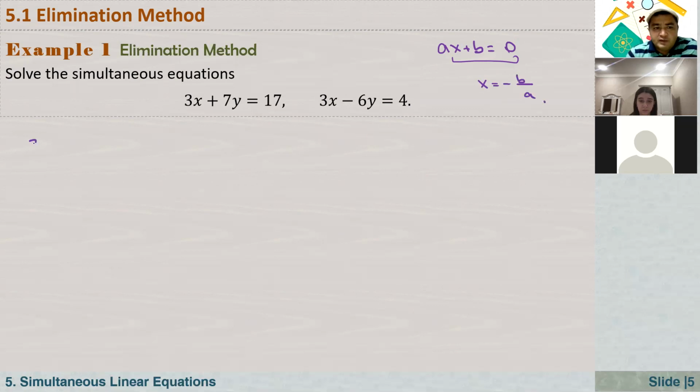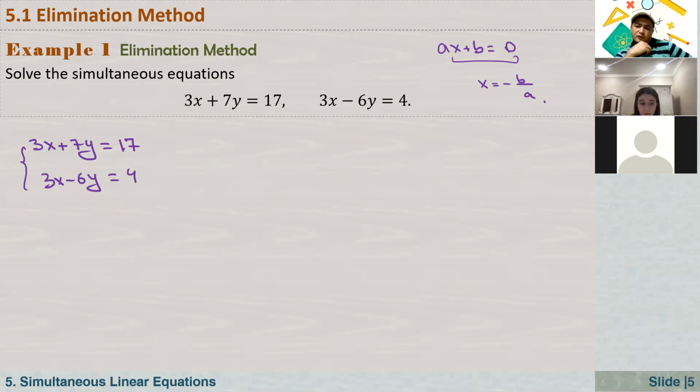So now if I write this, 3x plus 7y is equal to 17. And here we have 3x minus 6y is equal to 4, right? So Ayan, what do you think here? Looking at this question, which variable should I eliminate first, x or y? We should subtract the two equations to eliminate x and then we can solve for y. Why should we eliminate x first? Because they have the same value, so it's easy to eliminate it. Because their coefficients are the same, right? So we don't have to do anything here.